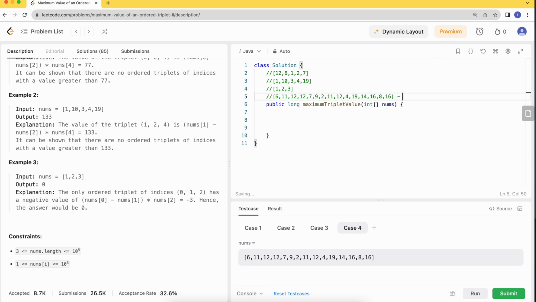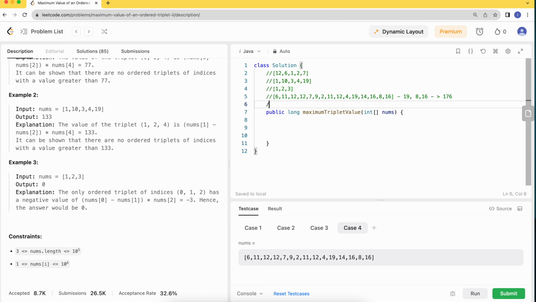So we had two choices here. Either we choose 19 as the first index, then 8 as the second index, then 16 as the third index, so we land on 176. Or we could choose 12, 2, 19, which gives us a better answer, 190. So that means clearly I can't just rely on the maximum i, minimum j, maximum k. That will not work in this particular test case.